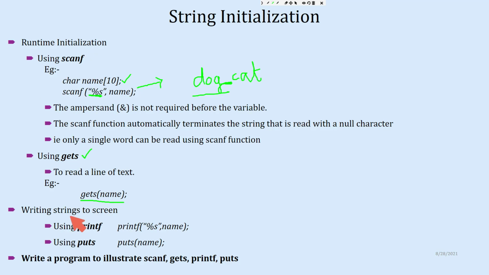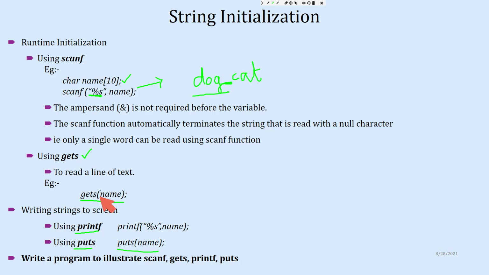Next is writing strings to screen. Earlier we studied the printf statement. Printf is to display something. The same syntax is used here: printf("%s", name). Similarly, another function is also there, puts. Within the brackets, you just mention the array name. Here the array name is name, so I have given puts(name).